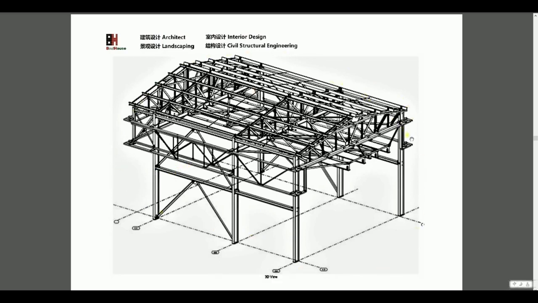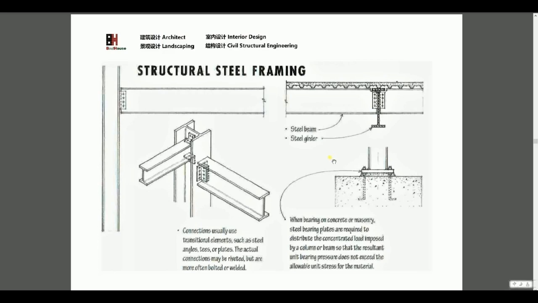This is another one, a steel construction for a shop, a commercial building. For the building, we have the same thing: the column, girder, and beam. We have the purlin to support the roof. We have the roof truss here, and roof purlin, and roof slab. This is a typical structural steel framing here.